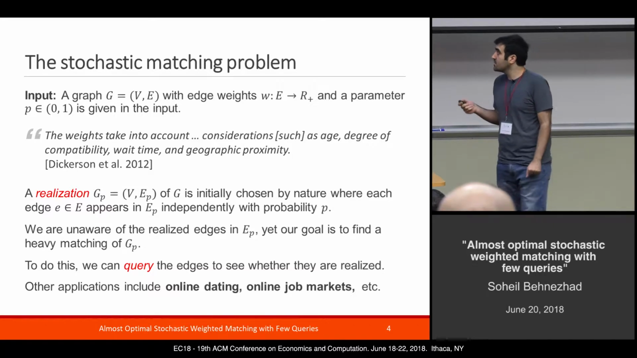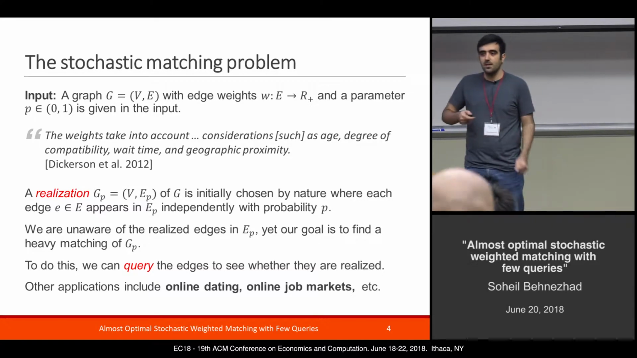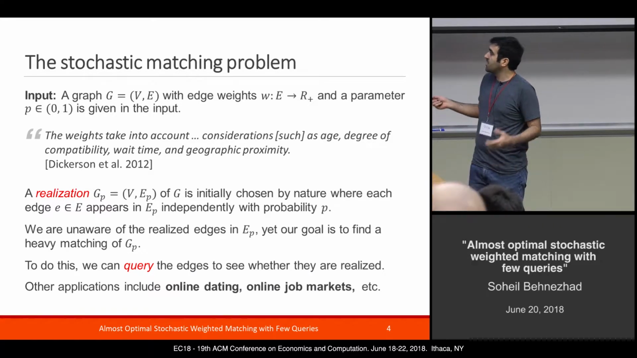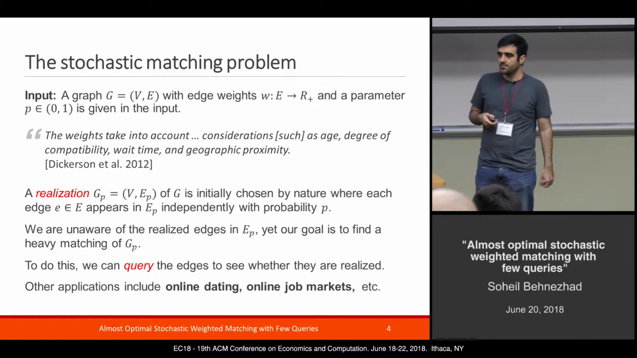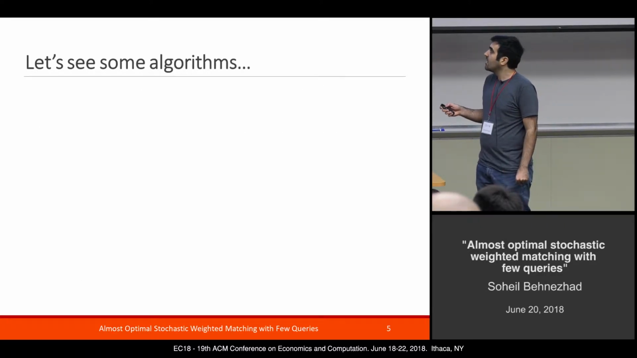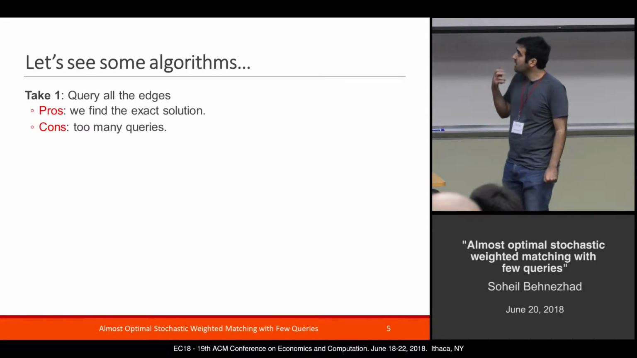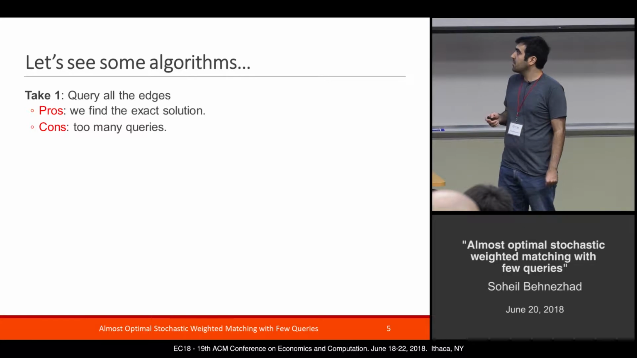Other applications of this model include, say, online dating websites, applications, or online job markets where you want to really minimize the number of interviews that the freelancers have, right? OK. So let's see some algorithms and compare them to get an idea about the model.